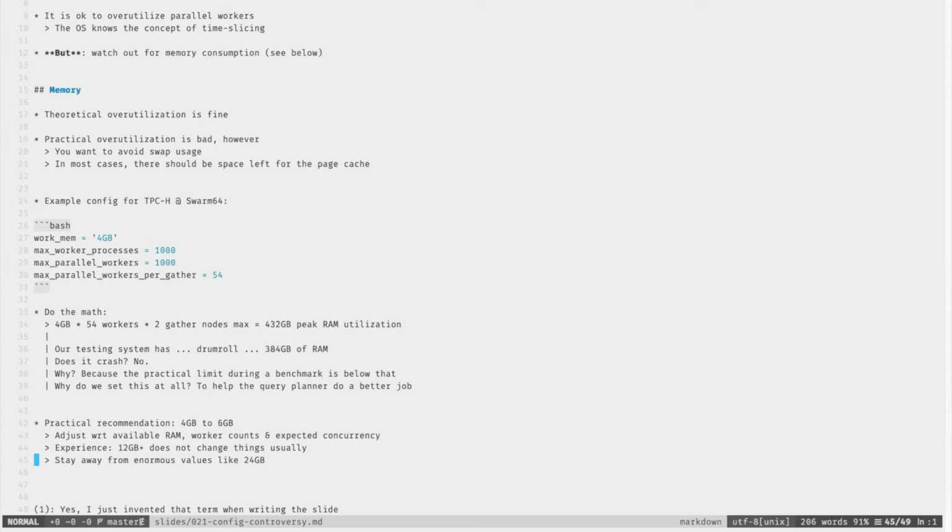And what we typically see is people trying to do 24 gigabytes of workmem. This is just way off, right? Also, I haven't seen a practical case where this would work.